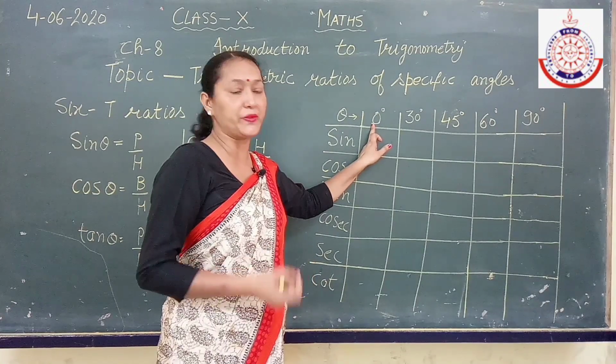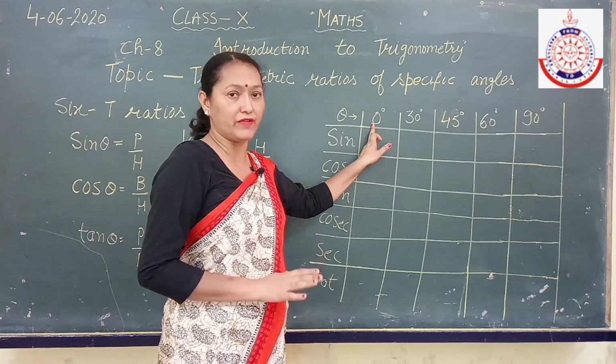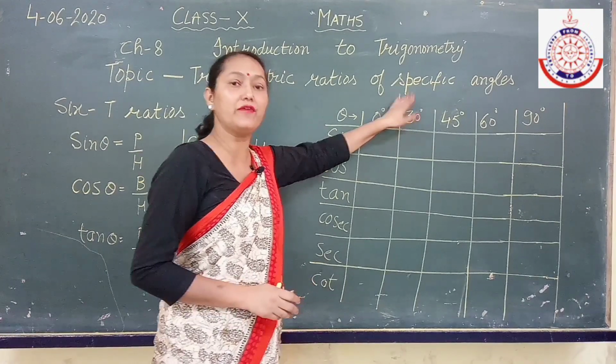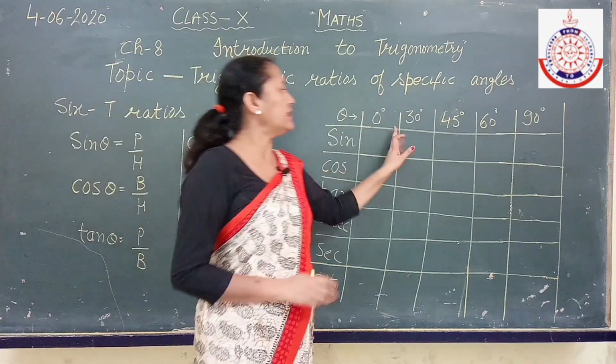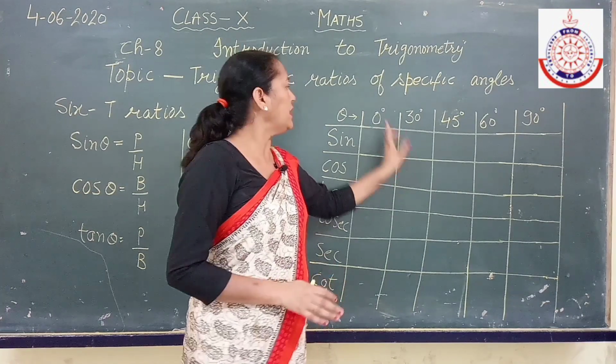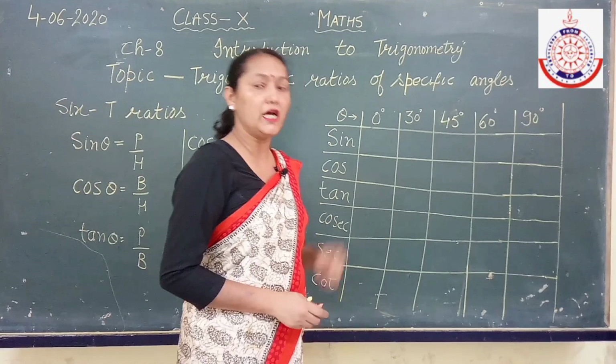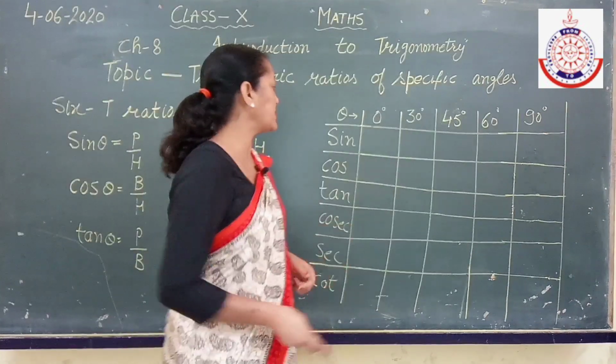0 degree, 1 degree, 2 degree. But we don't go for all the values. We'll be learning some particular values. Yes, of course, we have the values of all the angles, but that is not our job. We want to learn only these particular angles. Now see how to learn these values.